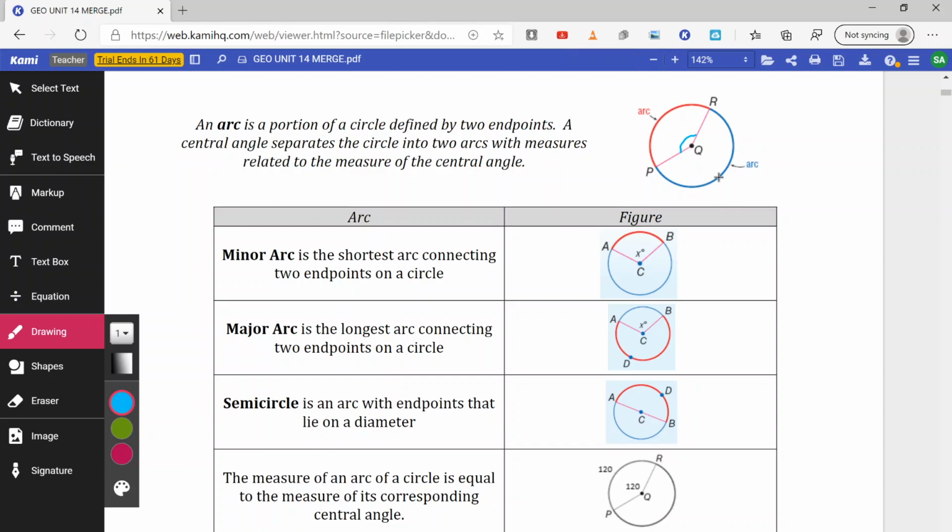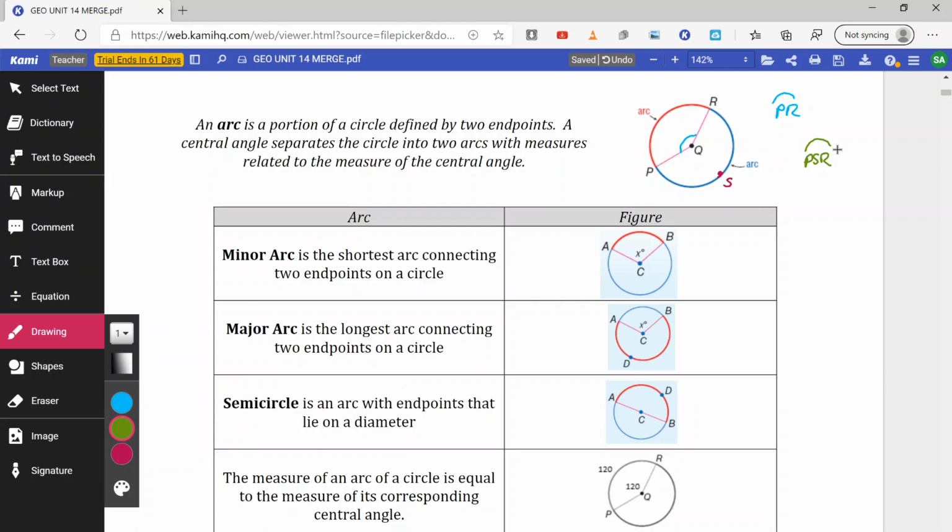Typically what they end up doing is they add another point on the circle so you can designate between a smaller arc and a bigger arc. So we could say the smaller arc would be arc PR, and the larger arc would be arc PSR. That way we don't confuse which one is which. Technically, the way the circle was drawn here, they are both arc PR. They're going to have different measures.